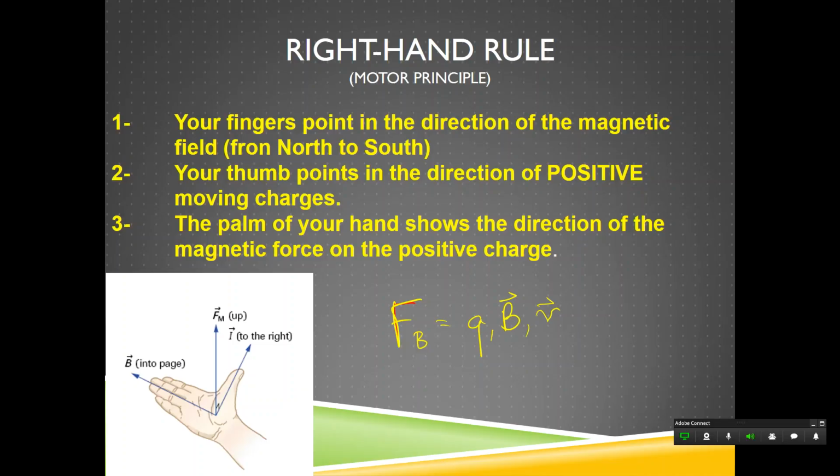All right. So the way it works is you're going to point your thumb in the direction that the electron is moving. You're going to point your fingers in the direction of the magnetic field, and your palm is going to point towards the force. Okay? So, let me do some examples.